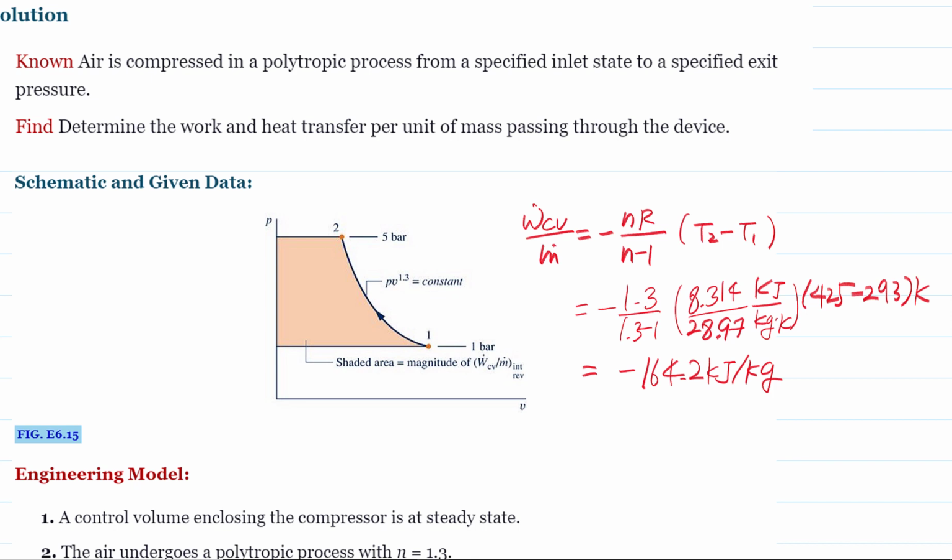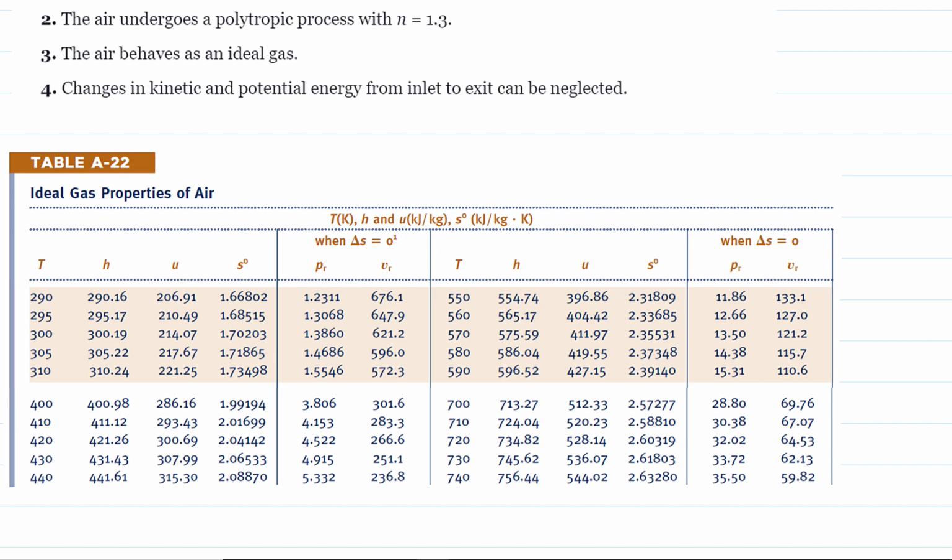Now we are going to evaluate the heat transfer during the process using the energy rate balance. For ideal gases, the enthalpy is a function of temperature only. So temperature at the inlet, 20 degrees Celsius or 293 Kelvin, falls between these two numbers, we can determine enthalpy by interpolation. So h1 can be determined: 293.17 kilojoule per kilogram.